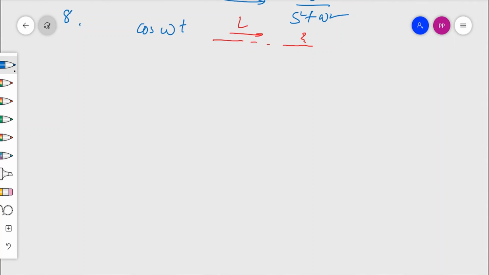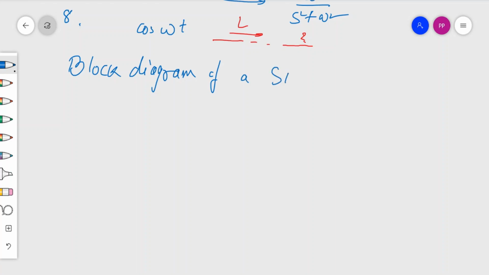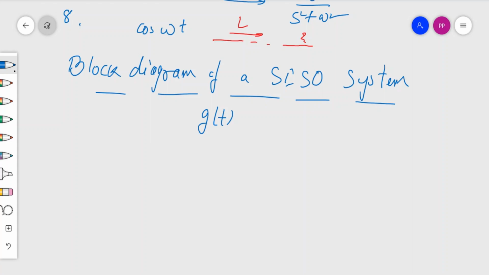So we write the heading over here: block diagram of a single input, single output system. So once I take the Laplace transform of a time domain signal or time domain function, we get a function in the S domain.